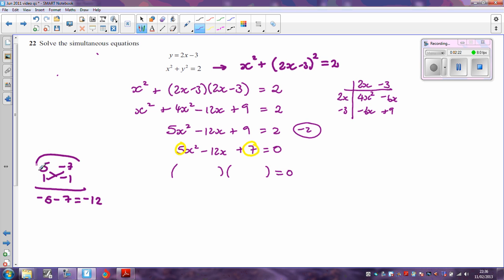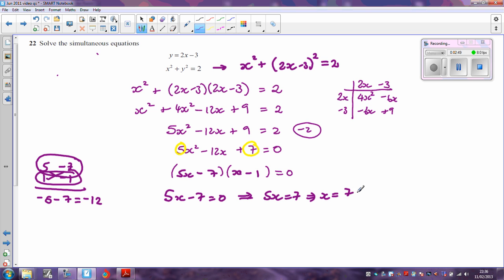So in fact, I'm there. One of my brackets is this, which is 5x minus 7. And my other bracket is just going to be these 2 numbers, so 1 and minus 1. So my other bracket is x minus 1. And I can see from that that either 5x minus 7 is equal to 0, which would mean that 5x is equal to 7, which would mean that x is equal to 7 over 5. Or the alternative is the second bracket could equal 0, in which case x minus 1 is equal to 0, which means that x is equal to 1.